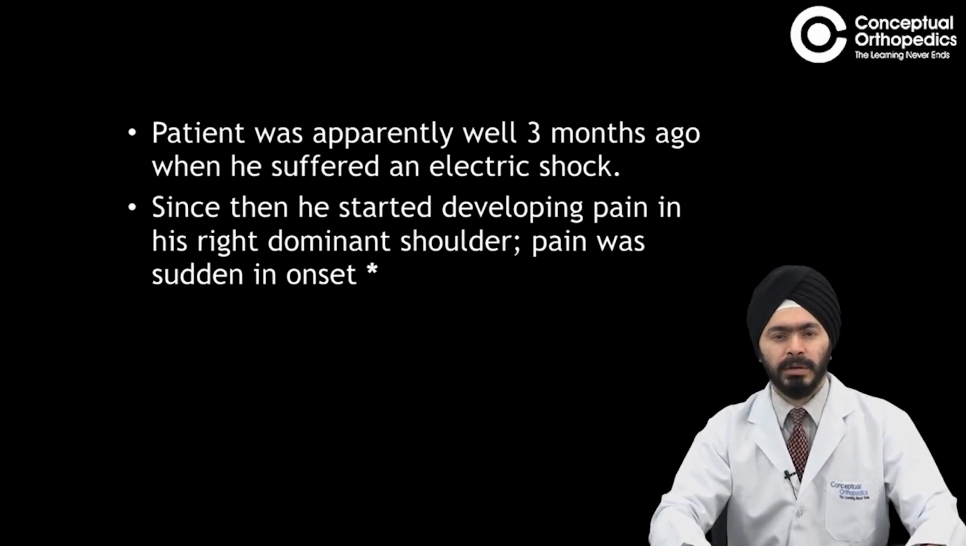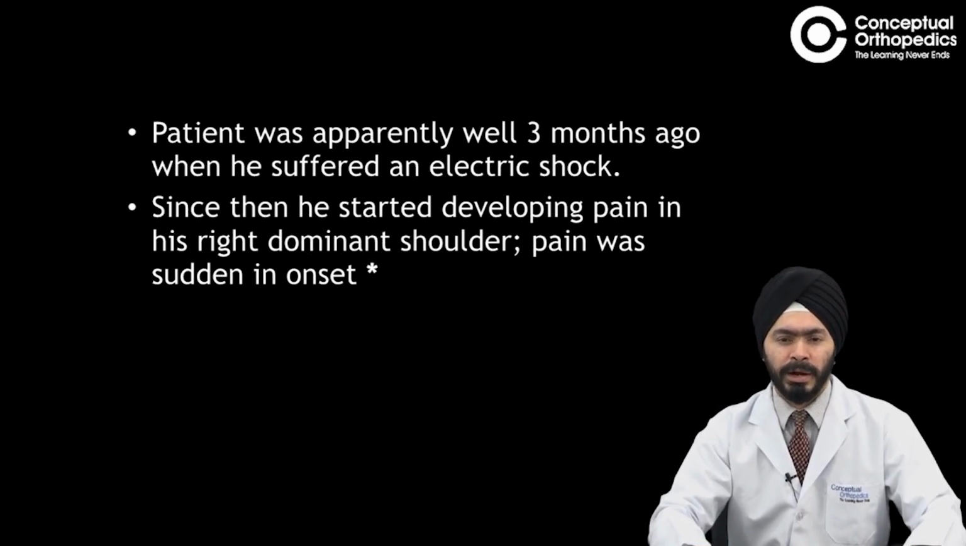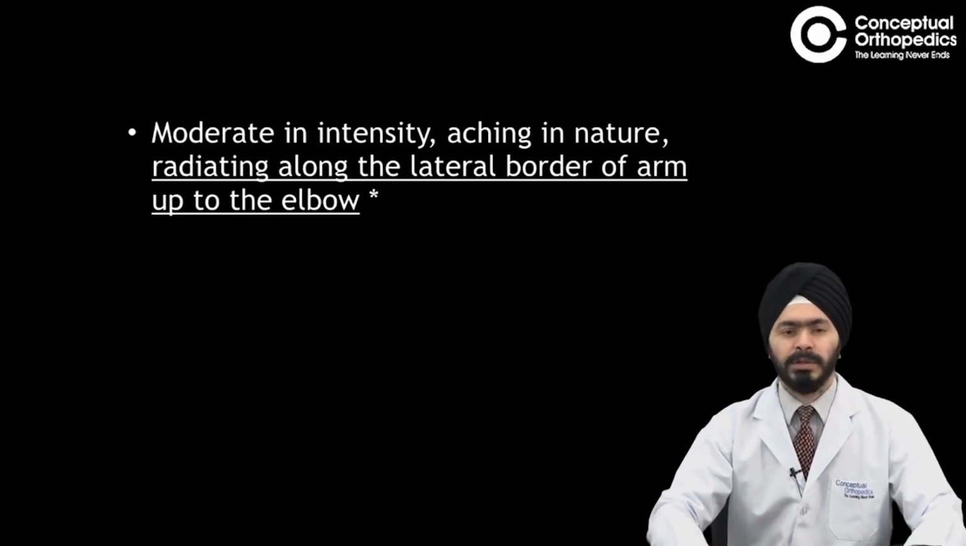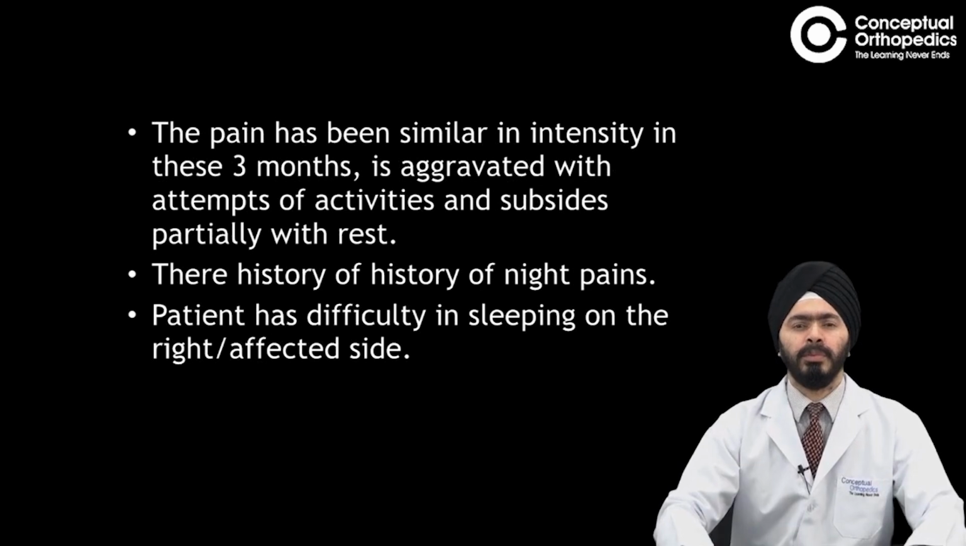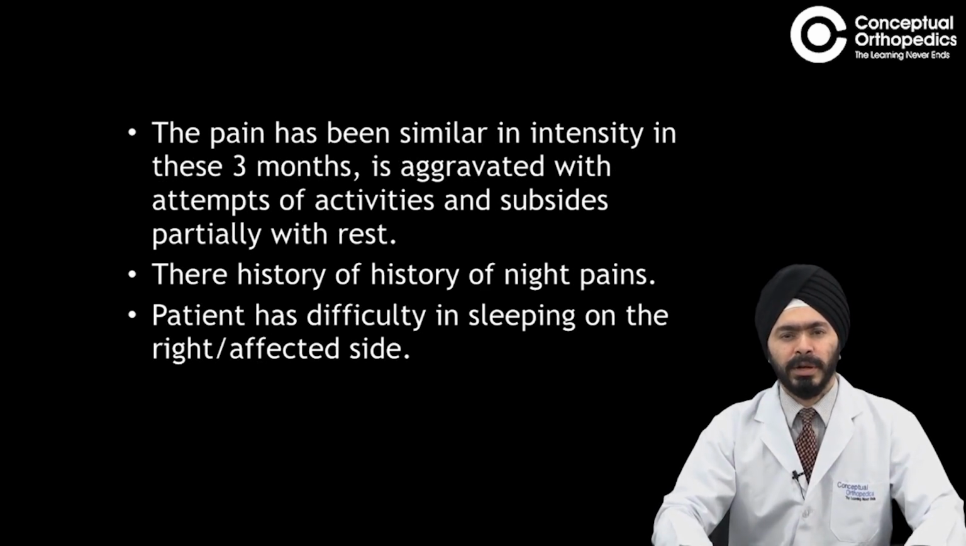Then you start giving your presenting complaints in chronological order, and then describe the history. He had an electric shock, and since then he has been having pain in the right dominant shoulder. The pain was sudden in onset, moderate in intensity, aching in nature, radiating up to the right elbow along the lateral border of the arm. Remember, all the shoulder pathologies usually present with pain along the lateral border of the arm and don't go beyond the elbow. So this is the way you describe your pain.